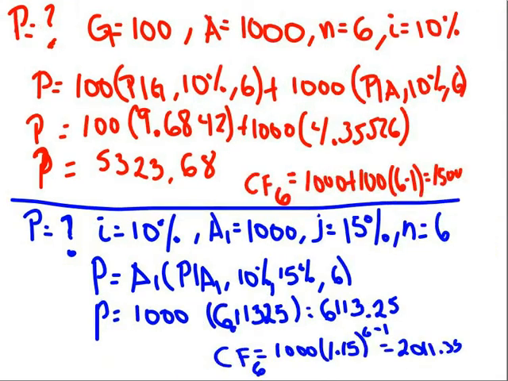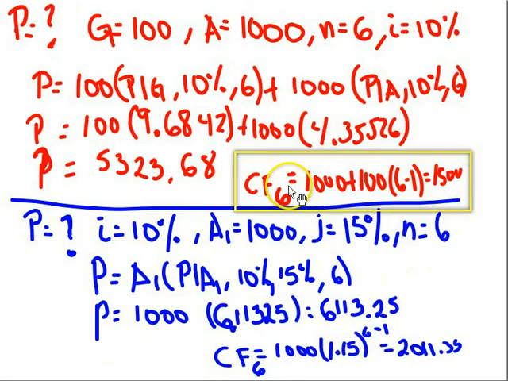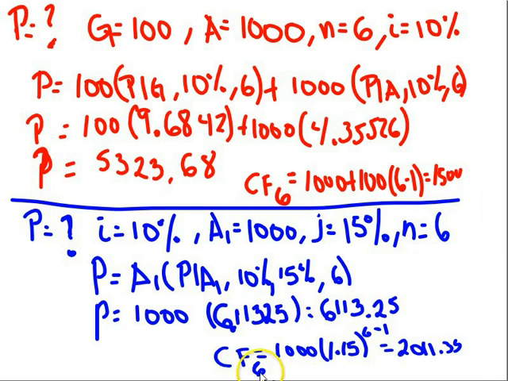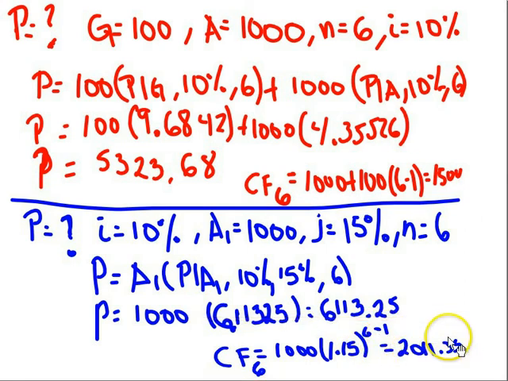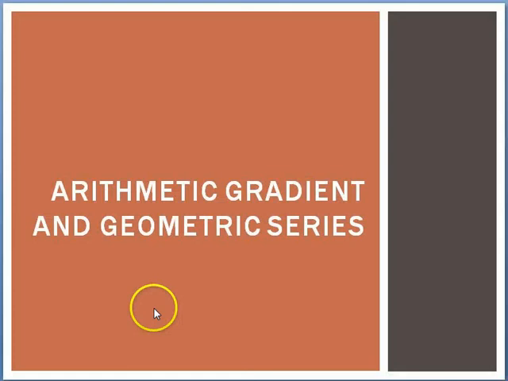Additional computations that we can obtain are the cash flow at any particular time. For instance, for the last period with a gradient, we have 1000 plus 100 times (6 minus 1). That gives us the cash flow at t equals 6, which is 1500. And for the geometric series, the last cash flow at t equals 6 would be 1000 times 1.15 to the 6 minus 1, which would be 2011.35. So this was the theory on arithmetic gradients and geometric series. Check the other videos for more sample problems.